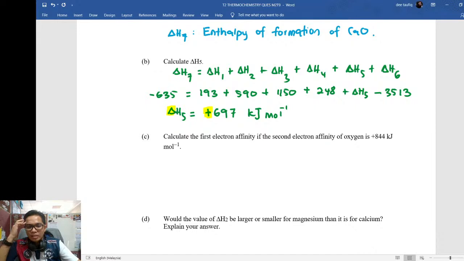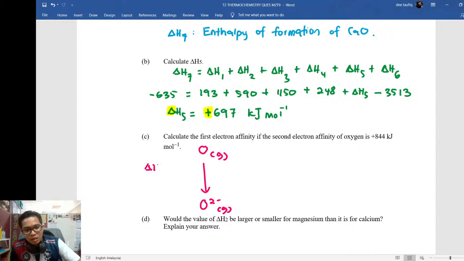Calculate the first electron affinity if the second electron affinity of oxygen is 844. Okay, so if we refer back to the cycle above, the oxygen gas atom straight away produces oxygen 2 minus gas ion, and it labels this as delta H.